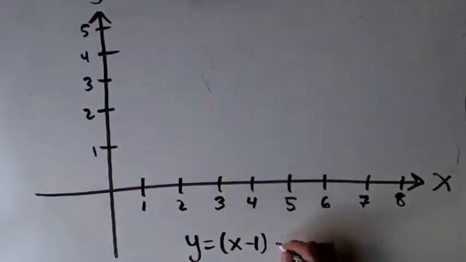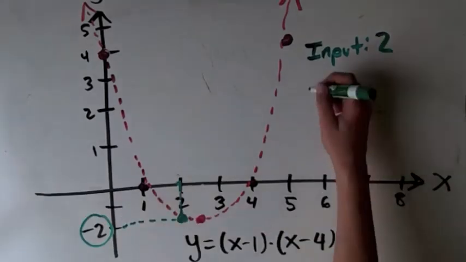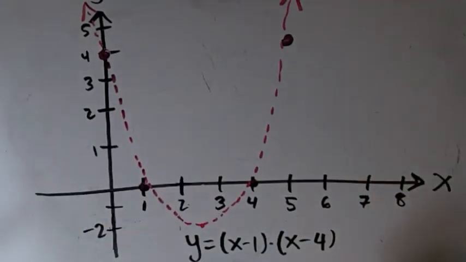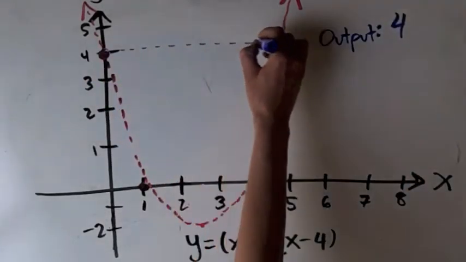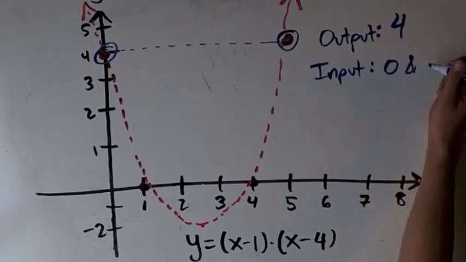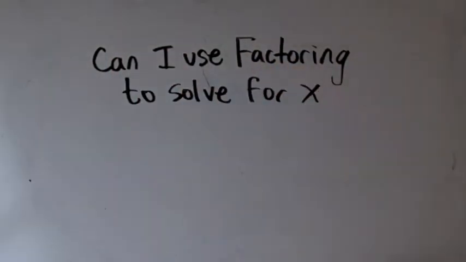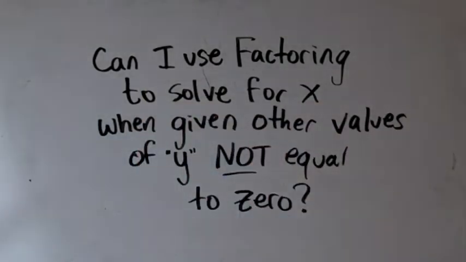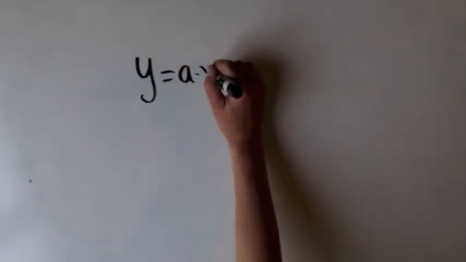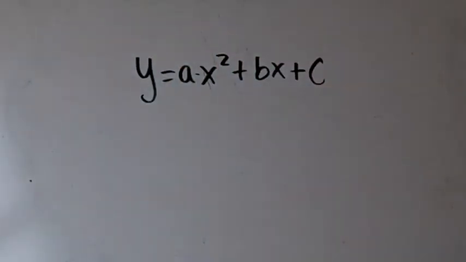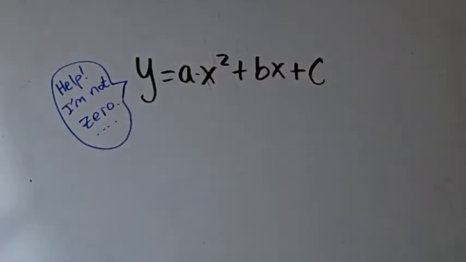Think about the graph of a quadratic for a second. When given an input, x, you can find a single output, y, for that value. But when given y, the output, you have two possible values for x. Can I use factoring to solve for x when given other values for y not equal to 0? Well, yes and no. If you want to solve for x for another given value of y other than 0, you need to manipulate the expression so that in the end the product of the factors are set equal to 0.